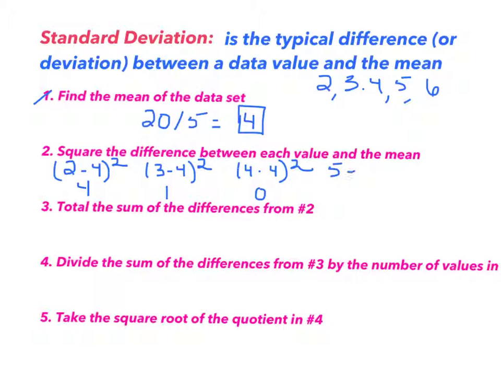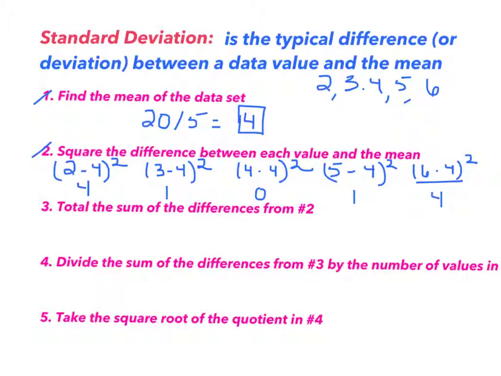Fourth value we take, which is 5. Subtract the mean, we square it, that's 1 squared, which is 1. And then our last value, we subtract the mean and square it, and that would be 2 squared, which is 4. Now we want to square the difference between each value and the mean. So that is what we just did in step 2. Alright, step 3.